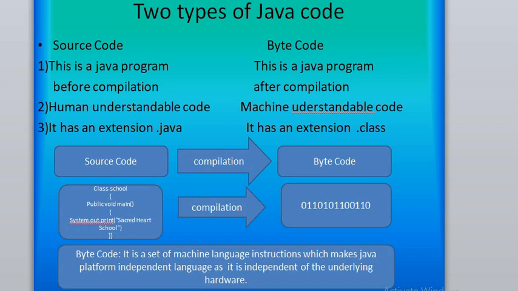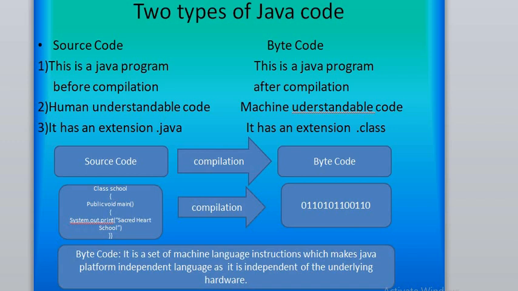The second point is source code is a human understandable code. Why is it human understandable code? Because it is written in an English language or high level language, as this language is understood by us, so it is a human understandable code. And the bytecode is a machine understandable code. It means this code can be understood by the machine only, so it must be in a binary level language or in any language, but this code can be understood by the machines only.